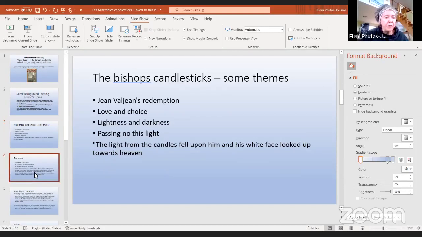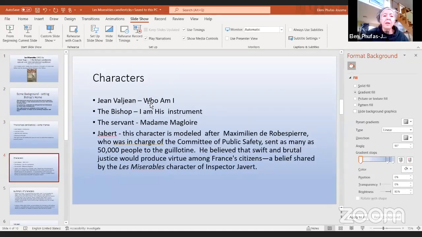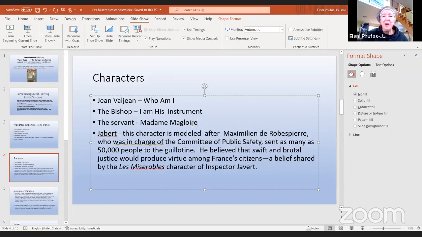We're going to move into the characters. Jean Valjean is constantly asking himself, who am I? The bishop is constantly thinking of himself, I am his instrument. In other words, he is focused not on himself, on his ego, but on being a servant of God. The servant, Madame Magloire, I always get her name wrong, Magloire, is a very religious woman, and she, of course, obeys the wishes of the bishop.